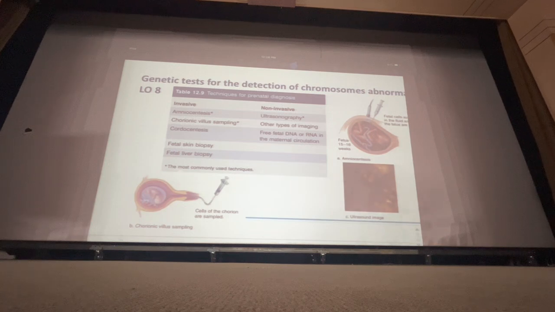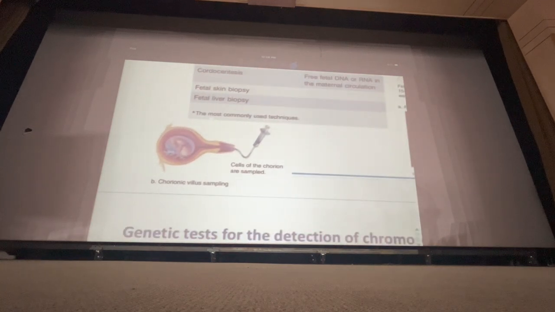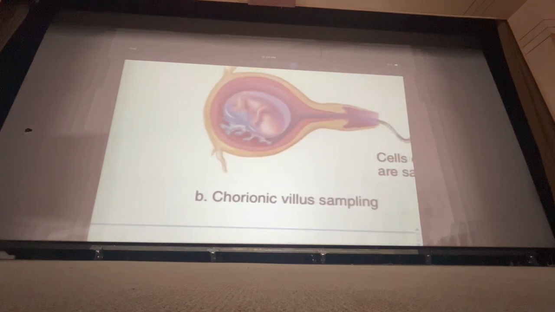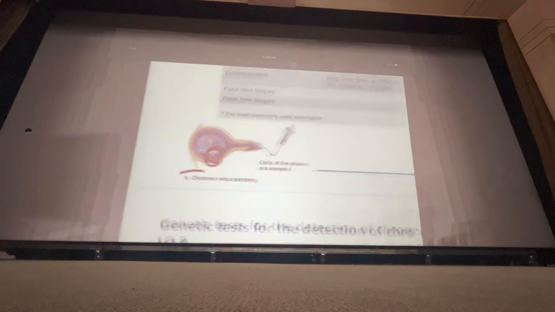So what does that mean? This is chorionic villus sampling. This is the gravid uterus. They insert this tube and take out a sample from this area, the chorionic villus sample. So this is one example.